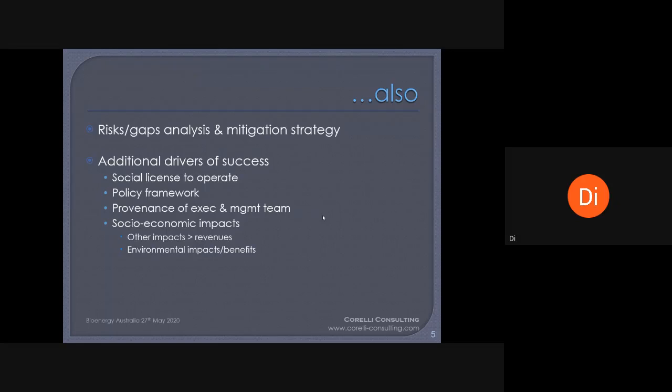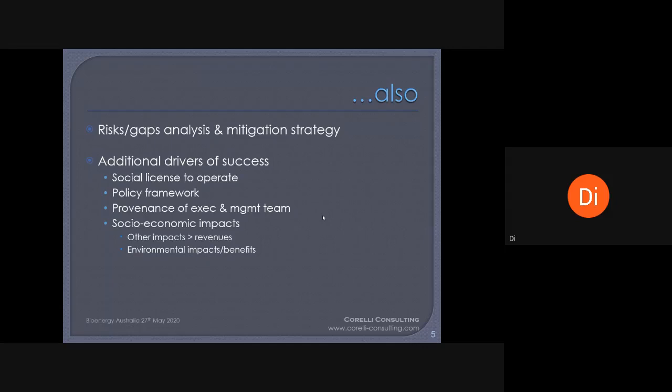Similarly, investment success may be influenced by the developer's awareness of the social acceptance or resistance to the project operation, whether there is availability of a supporting policy framework from federal, state and even regional agencies, and the provenance of operational teams, especially executive and management, and whether key production staff are secured to the site.